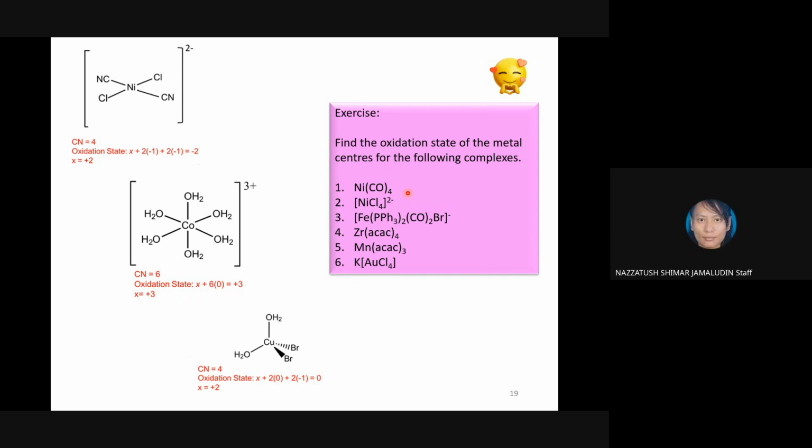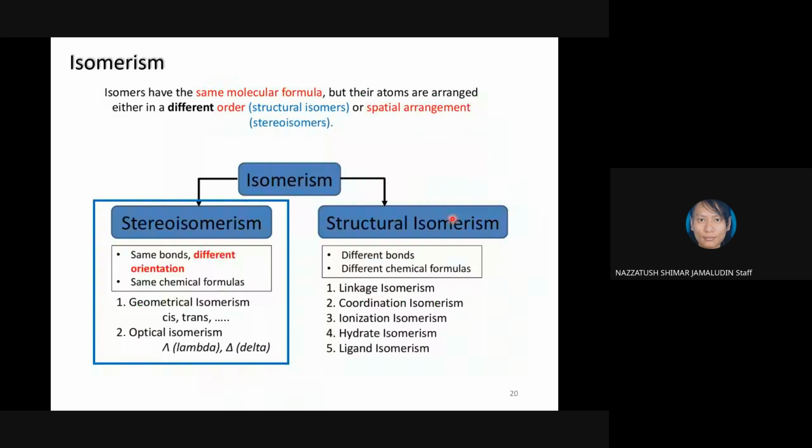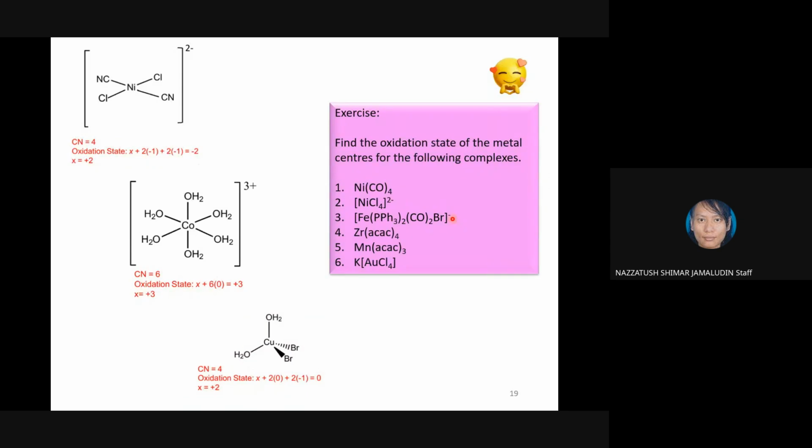So if you get a 0, don't ask me whether the question is wrong. It is not wrong. And don't be surprised if when you calculate the oxidation state, some metal gives you a -1. There's nothing wrong with the question. So please do this. I would like you to try all this. Then we will look at isomerism later in our next lecture. So please do this as your exercise. You can show me if you want me to check.